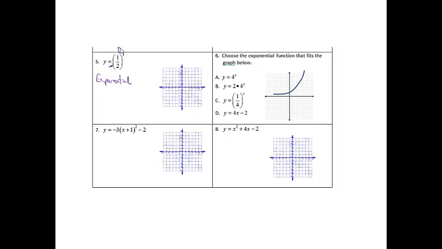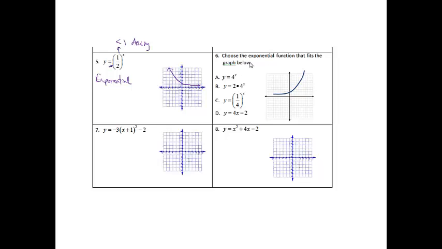And the 1/2, since it is less than 1, my graph is going to decay instead of grow. So I'm going to try to draw a nice smooth exponential curve here. And it's just going to keep getting smaller and smaller. So your graph should look something like that.